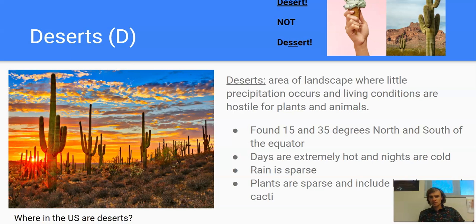We live really close to the desert right now in Ignacio. The days are extremely hot, the nights are usually pretty cold, rain is sparse, and so are the plants, but there are a lot of cactuses and other animals that have adapted to live in these ecosystems.